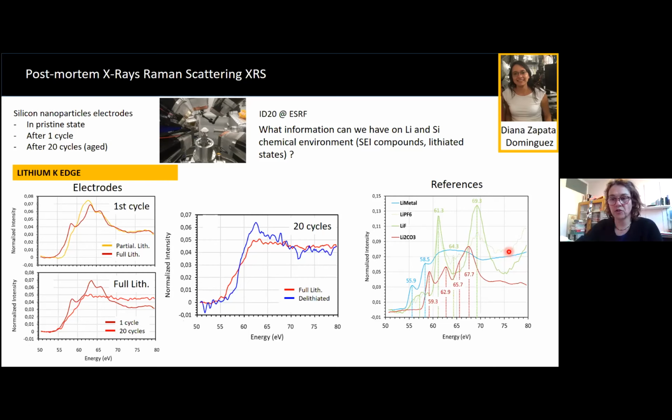And now we want to fit our data, to see if we can reproduce our data by using a linear combination of those references. So this is what I show now.